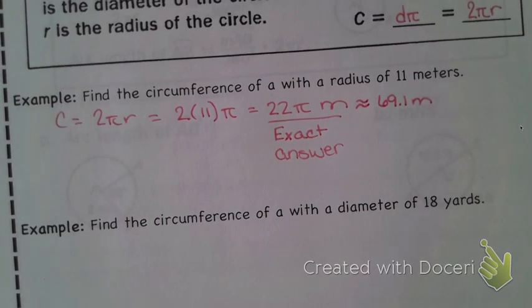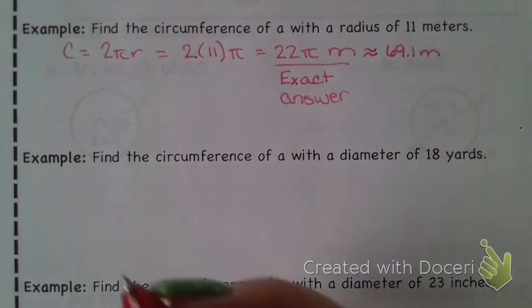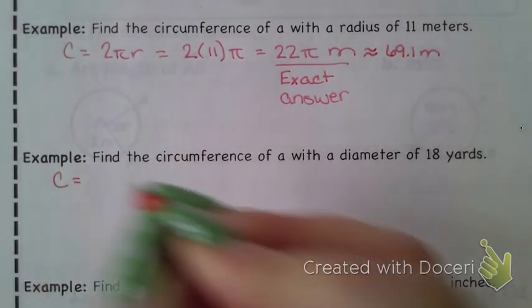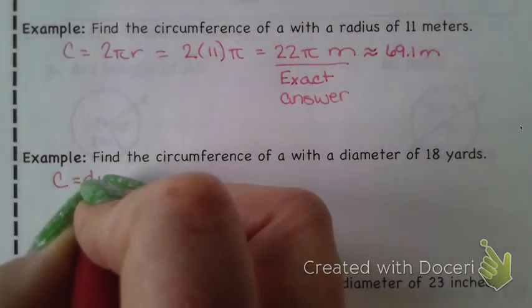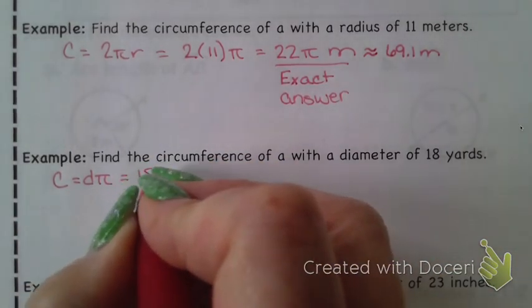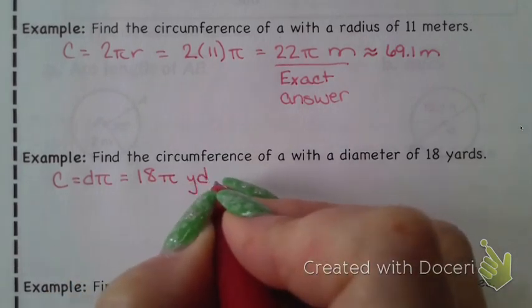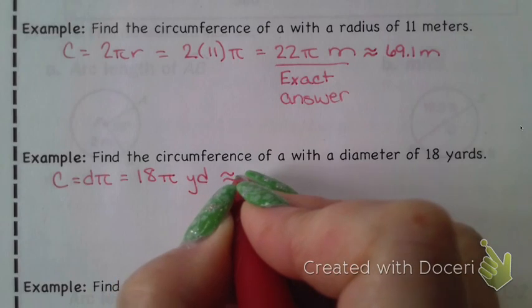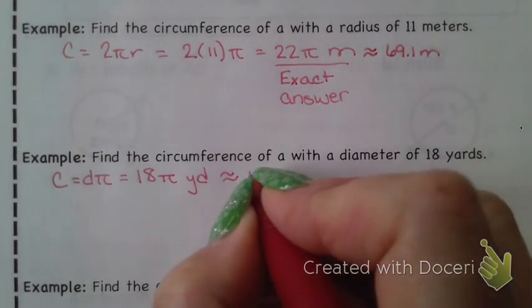So the next one says find the circumference with a diameter of 18 yards. How is this one different? Diameter, not radius. So if I remember, I can just do D times pi. So my answer would be what? 18 pi yards, or approximately 56.5. You guys agree?